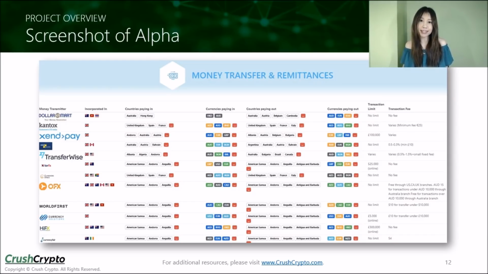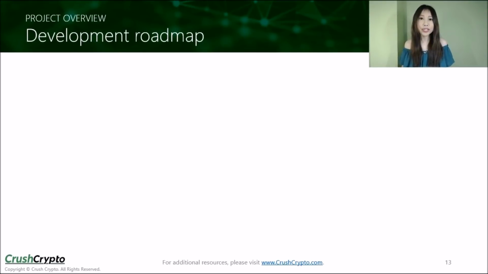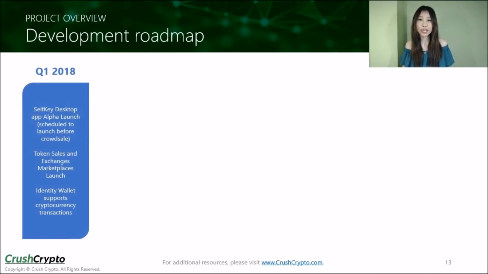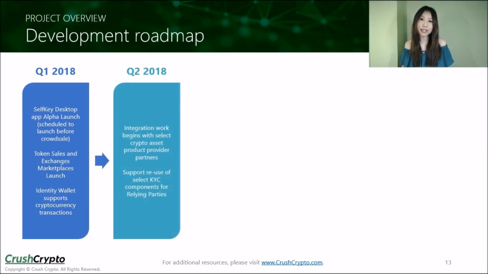If you click on one of these transmitters, you can sign up for a personal account using the SelfKey platform and KYC process. Let me quickly go over the development roadmap for the project. In the first quarter of 2018, the team will launch the token sales and exchanges marketplaces. The alpha for the SelfKey desktop app will also be launched and is currently scheduled to launch before the public crowd sale. In the second quarter, they will begin integration work with select crypto asset product provider partners.